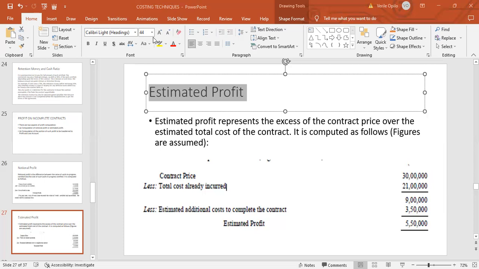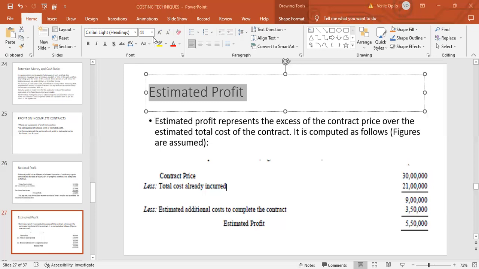And then you're going to consider how much more you are expected to incur in terms of total cost with regard to the contract. Are there any extra costs that you are going to incur in future with regard to this particular contract before you fully complete it and deliver the project to your client?